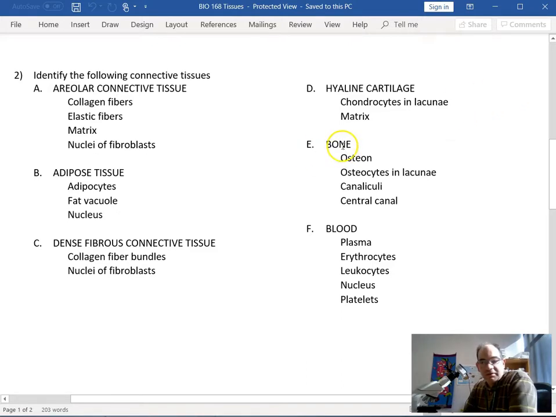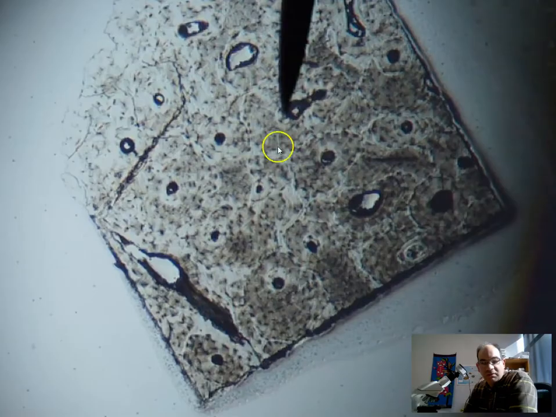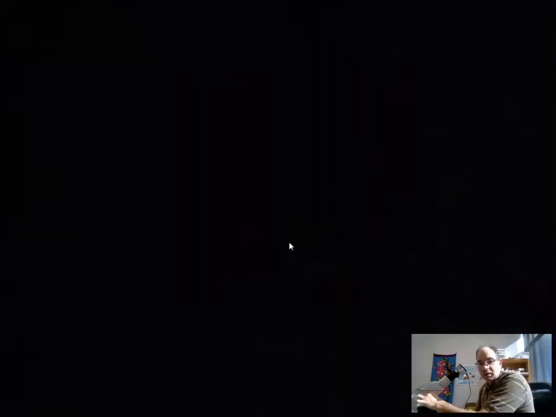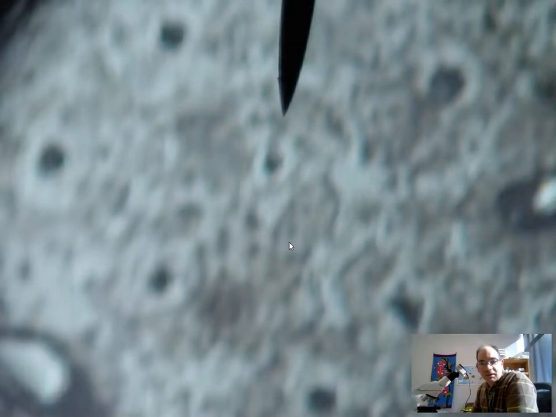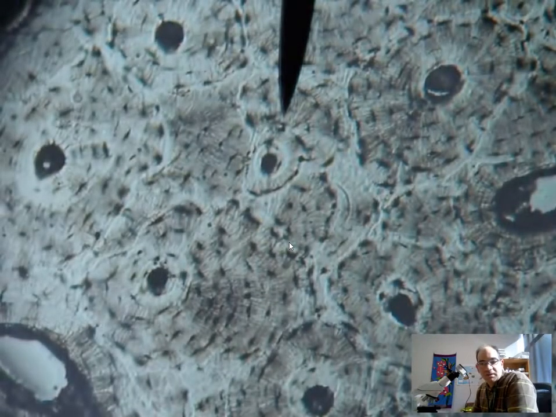Next, we've got bone tissue, and we need to know osteon, osteocyte and lacuna, canaliculi, and central canal in this tissue. So at 40x, you can see we've got a little square of bone tissue here, and each one of these little columns is one of the osteons. There's an osteon, there's an osteon. What I want to do to see the actual structures is to zoom in on a particular osteon and take a look.